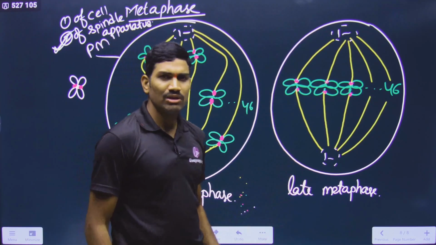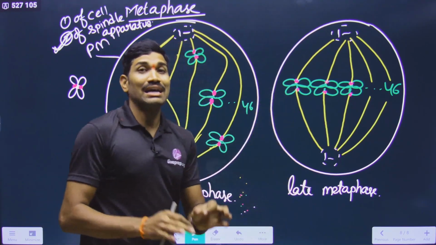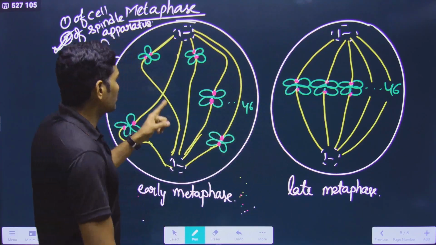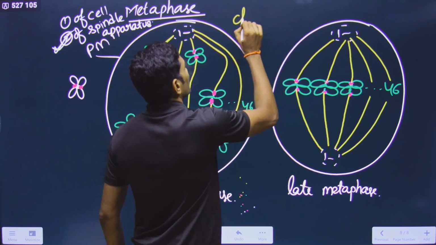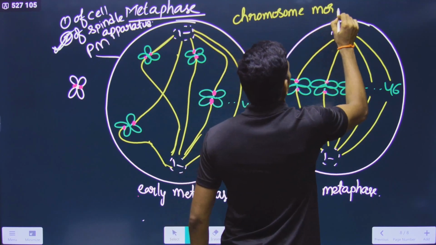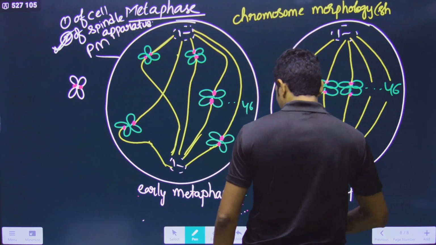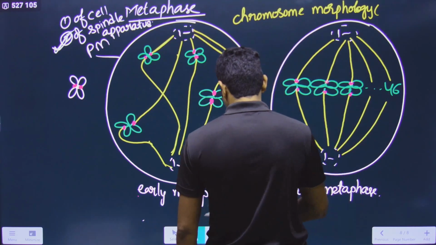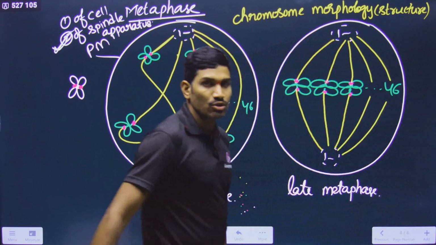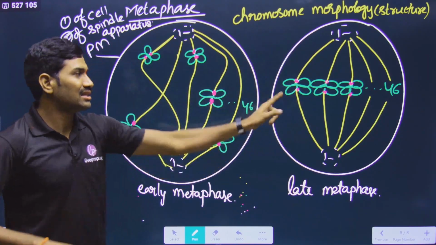So here what are the points? Nuclear membrane completely absent. And next one, chromosomes are maximum condensed, means fully condensed. This is the maximum condensation. So that's why what happens? You can clearly see chromosome morphology. Chromosome morphology is clearly studied. Chromosome morphology means it is the chromosome structure, not the shape. Please observe this. Chromosome structure is clearly seen.